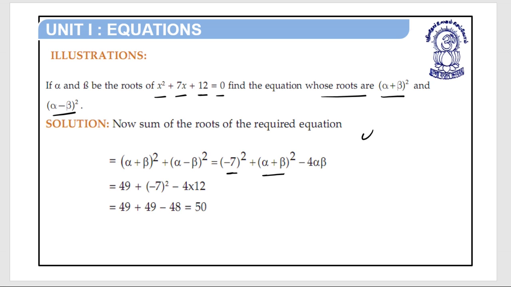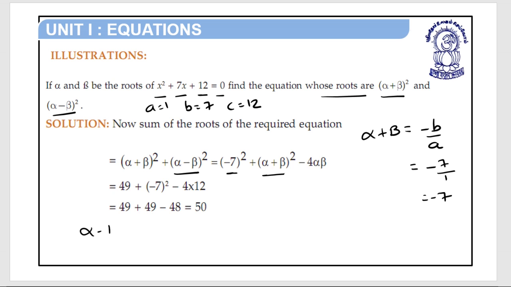Here alpha plus beta is equal to minus b by a. A is equal to 1, B is equal to 7, C is equal to 12. So put the value of B and A, minus 7 by 1. So alpha plus beta is minus 7. Now, (alpha minus beta) whole square.